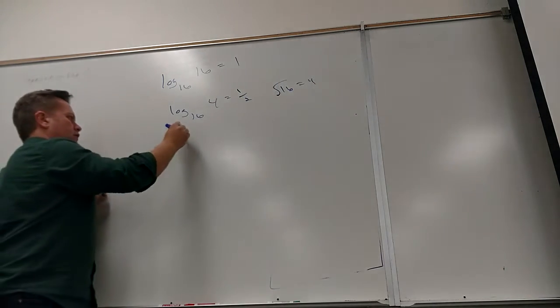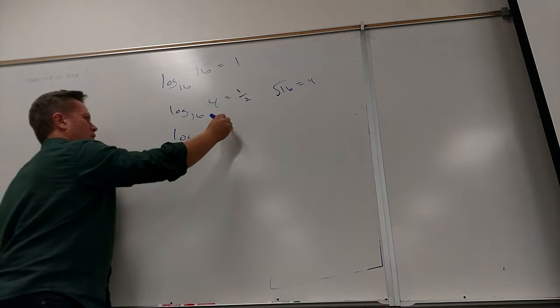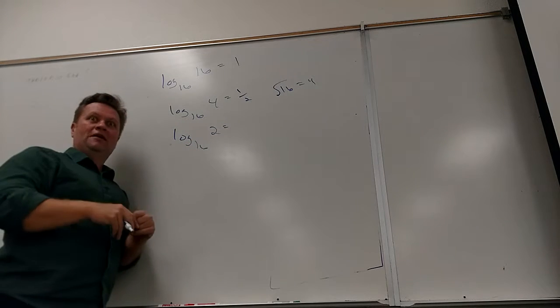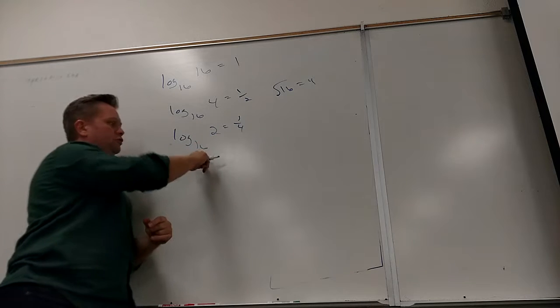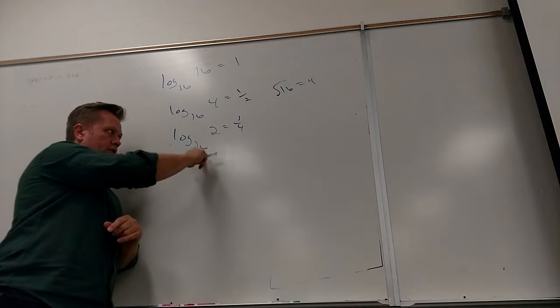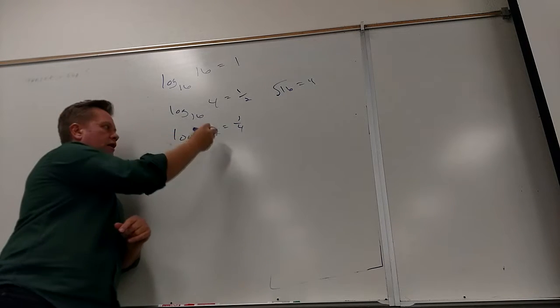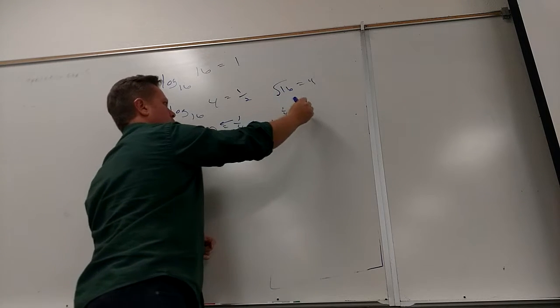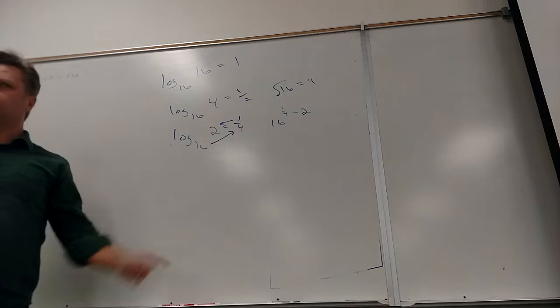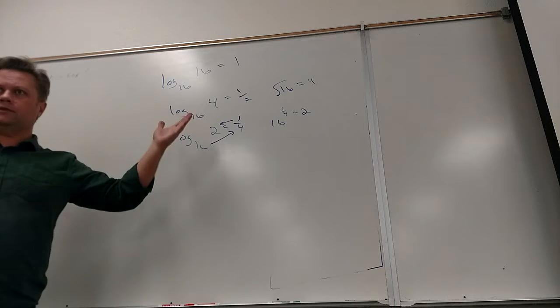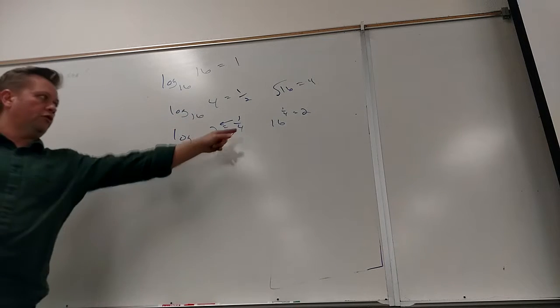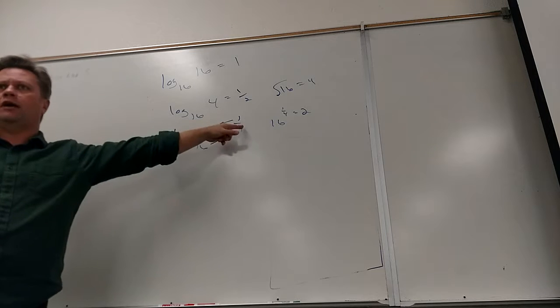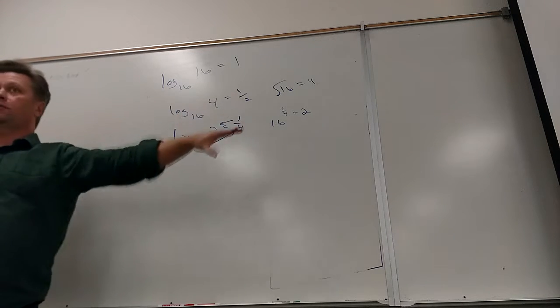What about log base 16 of 2? 1 over 4. Yes, because what root do you need to take of 16? The 4th root of 16 is 2. I can rewrite this as 16 to the 1/4 is 2. That's how you check yourself when you do a logarithm: you rewrite it and make sure it makes sense. You put a 4 there, it doesn't make a bit of sense. It's 16 to the 4th power. That's way more than 2.